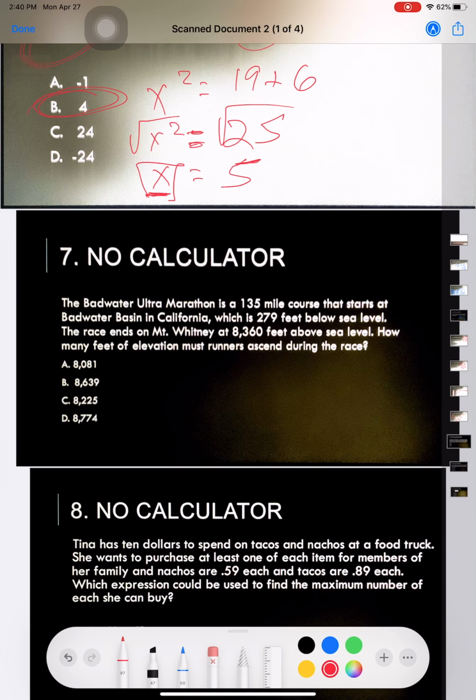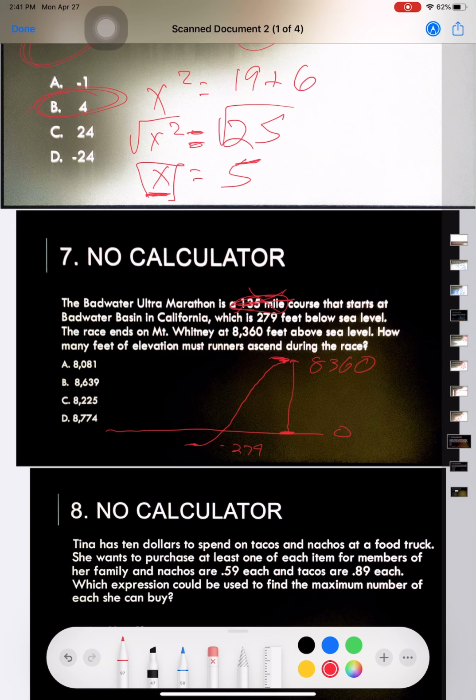7. The Badwater Ultra Marathon is a 135-mile course that starts at Badwater Basin in California, which is 279 feet below sea level. The race ends on Mount Whitney at 8,360 feet above sea level. How many feet of elevation must runners ascend during the race? So guess what? This 135 right here is useless. So if this is 0, you start down here at negative 279. And you have to go all the way up to 8,360.